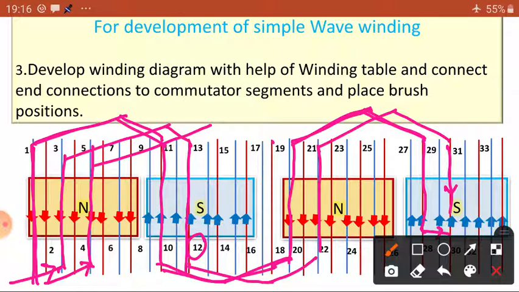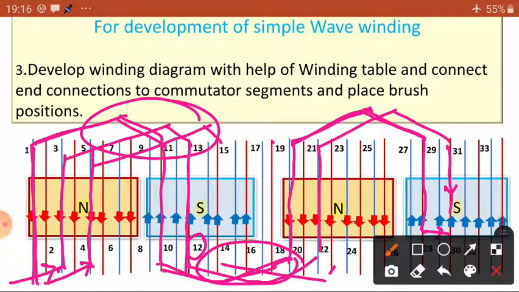Okay, 5th is connected to the 14th. Yeah. So this is the fourth. This one, red color. Okay. So this is connected to this. Similarly, dear students, simple, based on the table, just follow. Connect the end connection this side and connect the front connection this side. Complete the winding diagram. Okay.